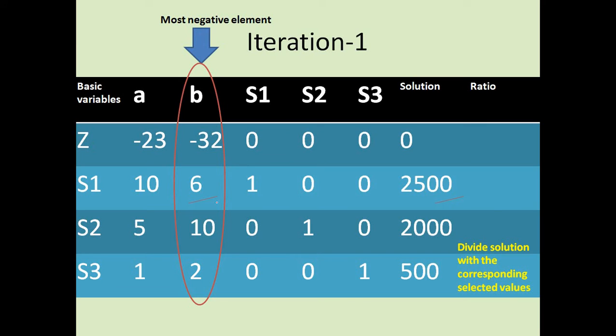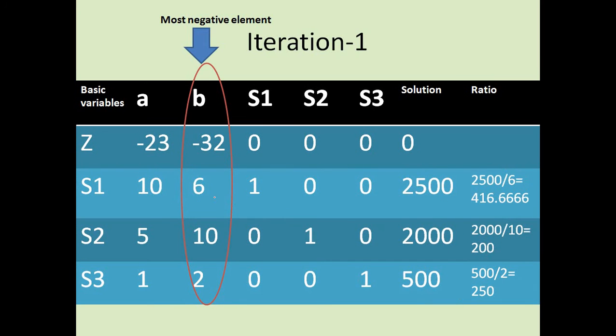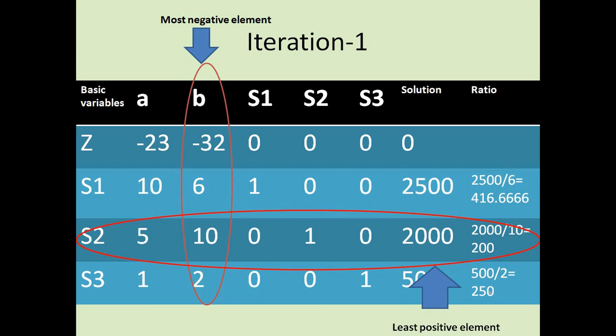That's why I've included the other column called ratio, where I would have done all these things. And I'm going to divide this 2000 with 10 and divide 500 with 2. So when I do that, this is my answer. As I said, 2500 is divided by 6 and you get this answer, 2000 is divided by 10 to get this answer, and 500 is divided by 2 to get this answer. Now you're going to find the least positive element, which is this value. 416 is greater, 200 is okay, check it out, and 250 is greater than 200. So let me mark out this row, and that's how you get it.